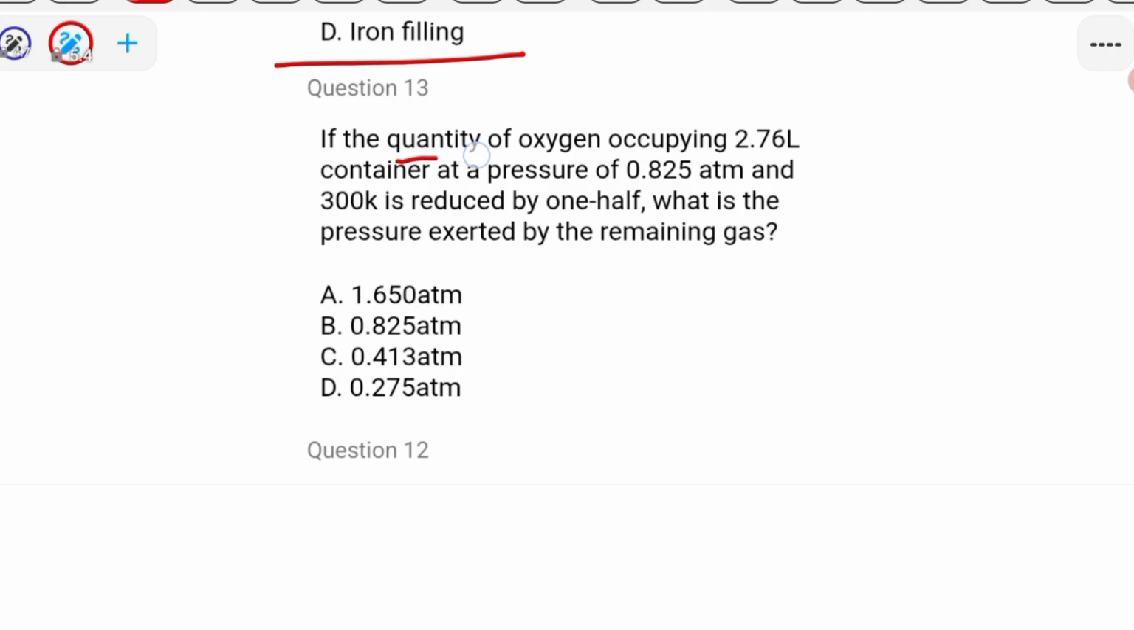Next one. If the quantity of oxygen occupying a 2.76 liter container at a pressure of 0.825 atmospheres and 300 K is reduced by 1/2, what is the pressure exerted by the remaining gas? So in this case, you're talking about reducing the volume by 1/2, and you are being asked what will be the pressure. Don't forget that the temperature is constant. The temperature will remain the same. So that means you are using P1V1 = P2V2.